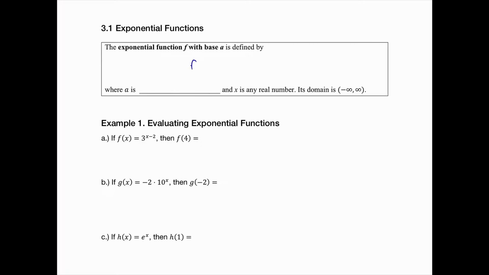That is to say, we have our normal f of x notation, and then a is the base of an exponent. And then notice, what is in our exponent? It is the variable. So the big thing to notice about exponential functions is that the variable is in the exponent.